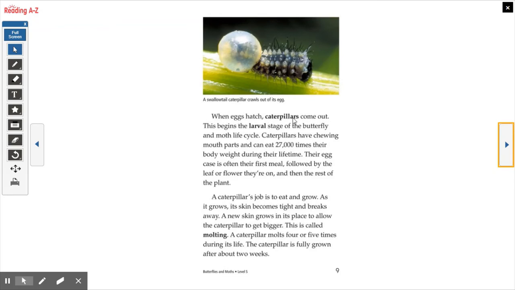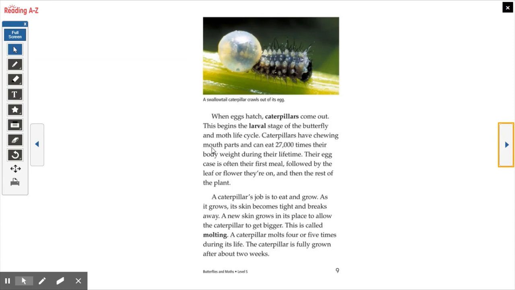When eggs hatch, caterpillars come out. This begins the larval stage of the butterfly and moth life cycle. So here's that vocabulary word, larval. That's basically what we call the baby stage of a lot of insects. When they hatch from their egg, we call them larva or larvae. It's kind of like the baby stage, where humans are babies, or when a dog has a baby, it's a puppy. Those are the words they use for that stage of life. So before it's even really a caterpillar, it's in the larval stage.